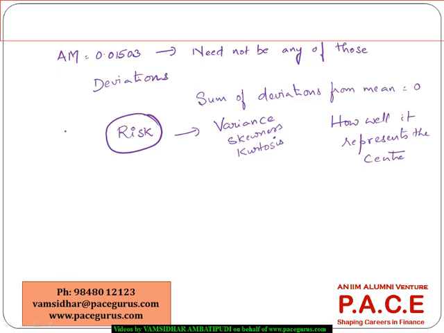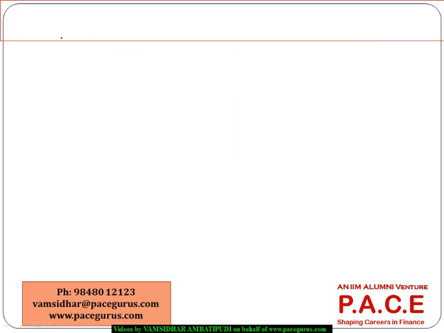Now, the next important measure of central tendency that we are going to look at is the median. So, median does not do any kind of a calculation. It is the middle value of the data, provided you arrange the data in either the ascending order or in the descending order.